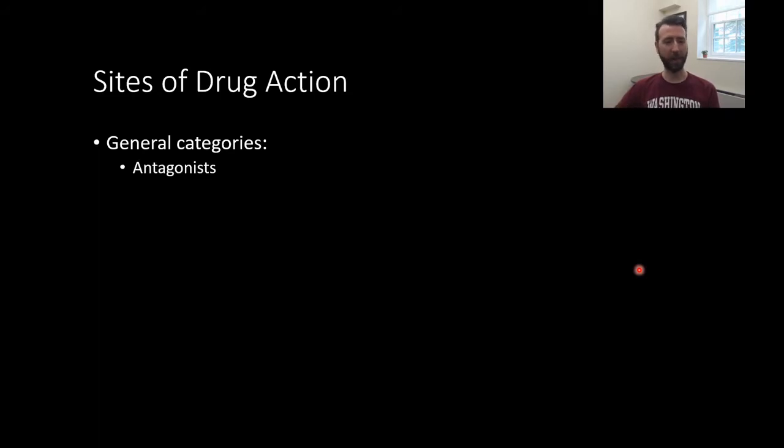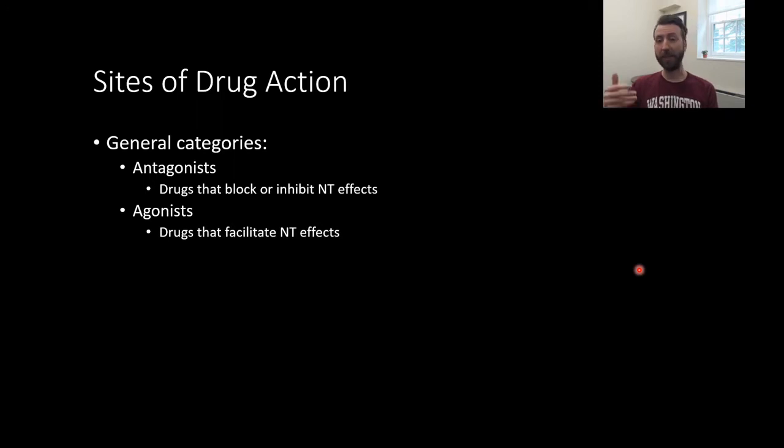First, let's talk about general categories. Antagonists. These are drugs that block or inhibit neurotransmitter effects. So they oppose the general effect of your endogenous ligand, your own neurotransmitters. Then there are agonists, which facilitate neurotransmitter effects. They might mimic the effect of the neurotransmitter themselves or make your own neurotransmitters more effective. So drugs can work in a lot of different ways.